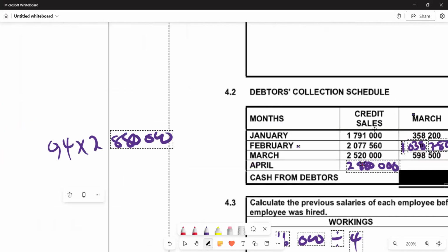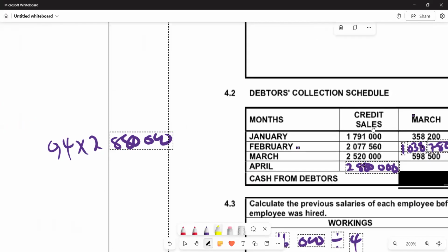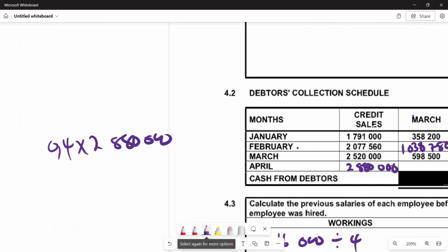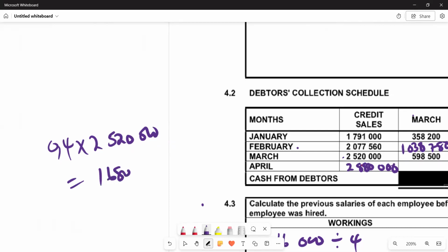So the credit sales for March, we are having 2,520,000, not 2,880,000. So you can just correct there, whereby we are saying 2,520,000. And then we calculate it as such. You are seeing that the figure that we are supposed to get is 1,680,000. Then we can go there and just enter that figure and summarize the working.